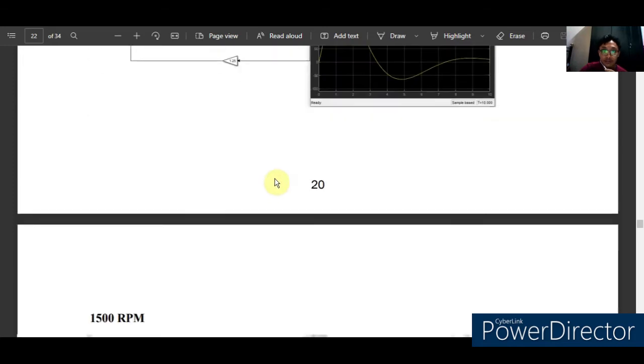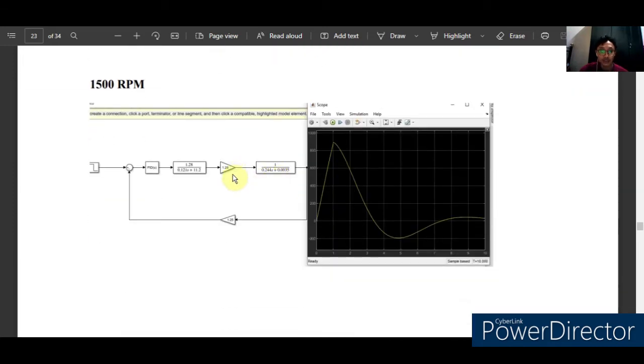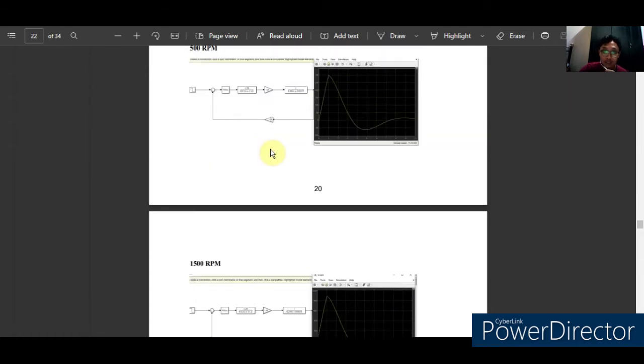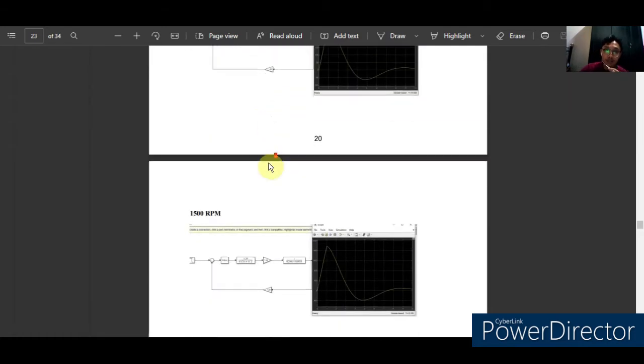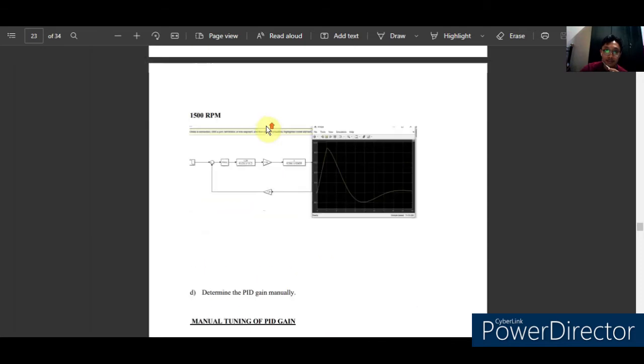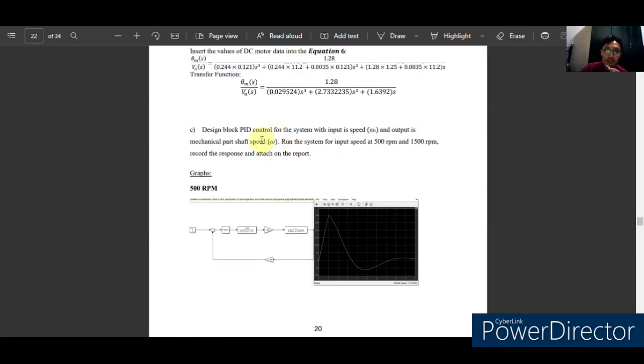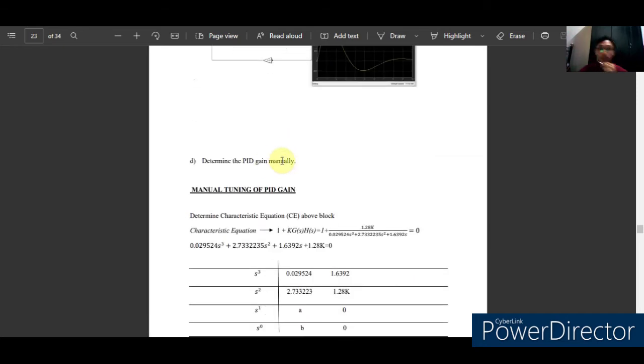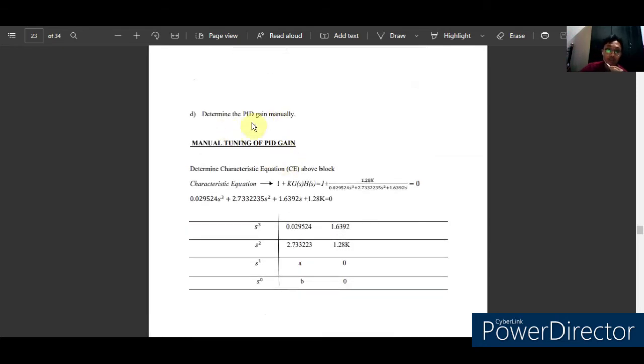And this is the graph for the 1500 RPM. It is the same graph, it has the same shape. And then after we run the PID control with different speeds, we need to determine the PID gain manually. So in order to get the PID manually, we need to determine the characteristic equation (CE) of the above block.